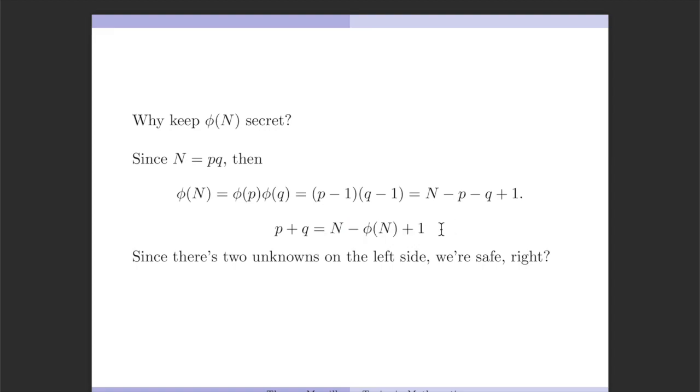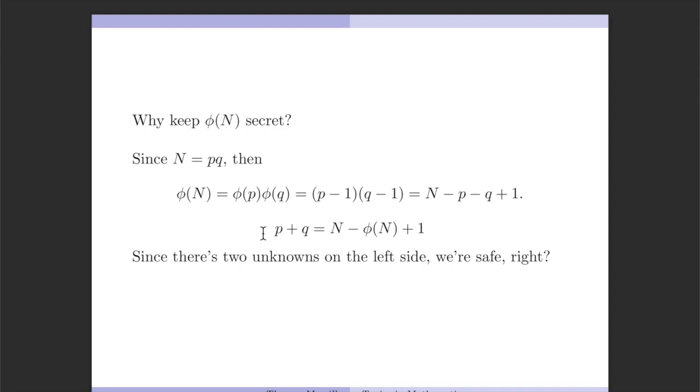Now, you might think that's okay, because this is an equation with some number that I've calculated and two unknowns. So if I'm trying to solve for two unknowns, I don't have enough information.